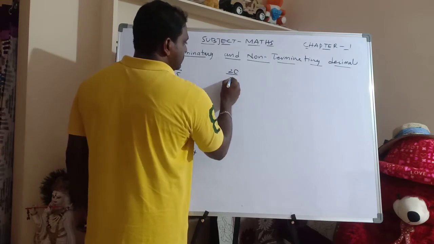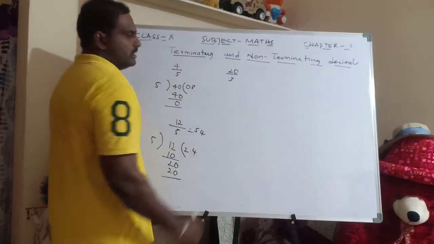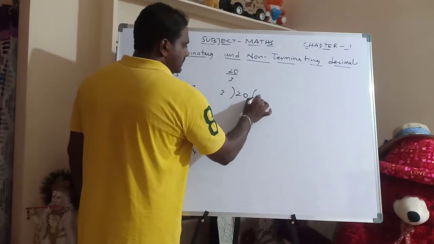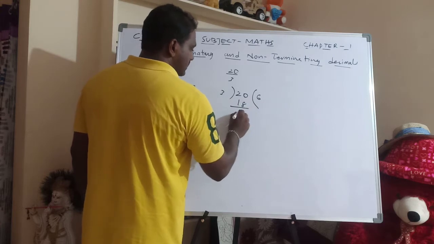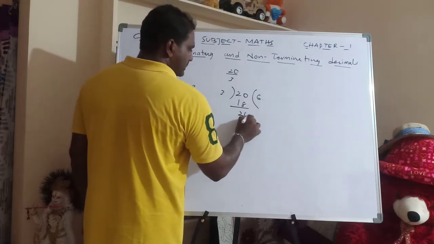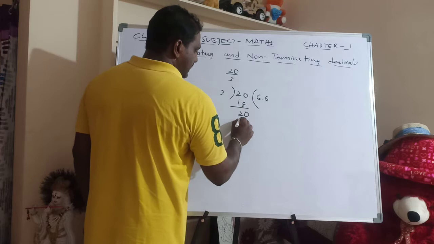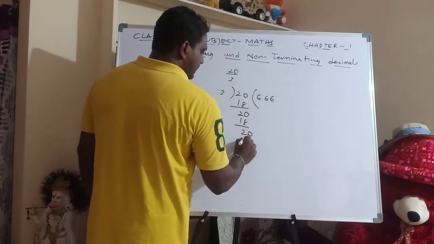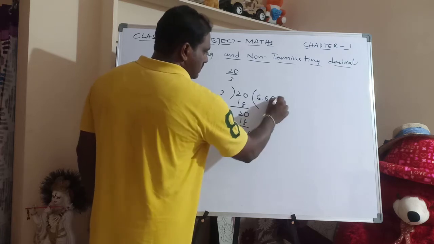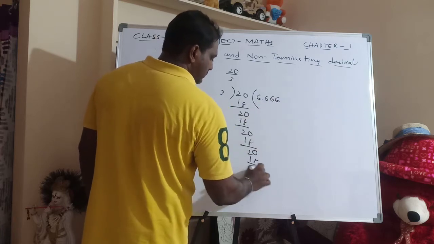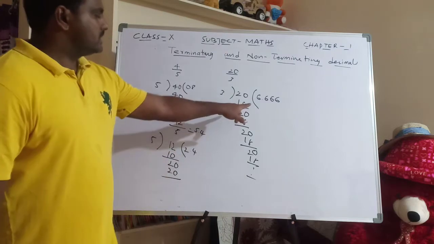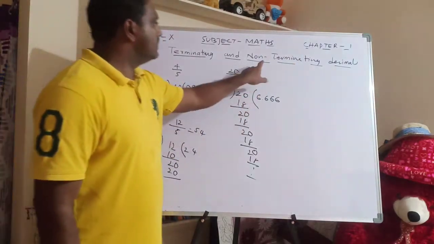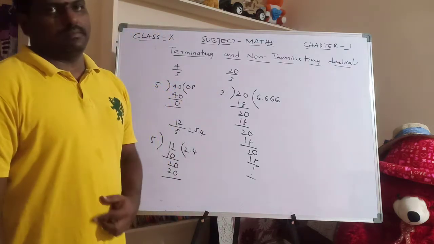20 by 3. Now look at this. 3 6s are 18. Remainder is 2. I'll keep the point, it will be 20. Again 3 6s are 18, remainder 2. Again 3 6s are 18, and again 2. So look at this: 6.6666 and it goes on continuing. This is called a non-terminating decimal.